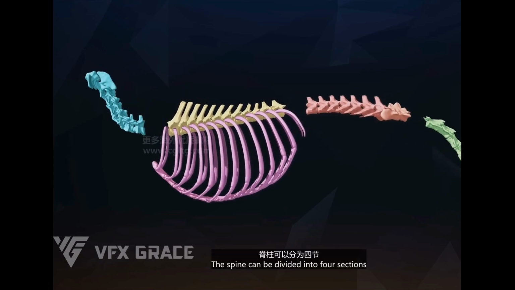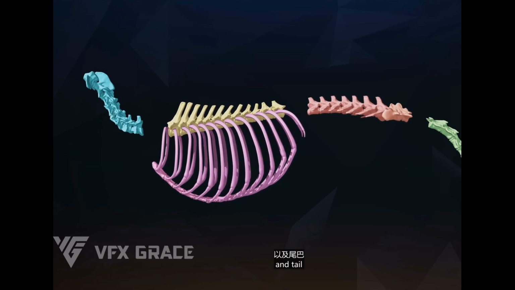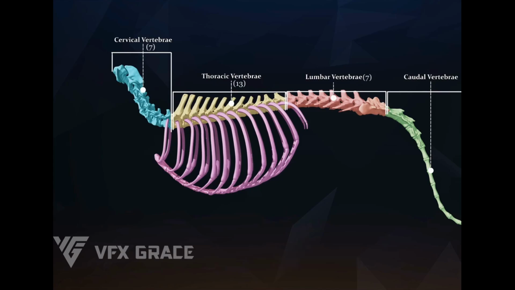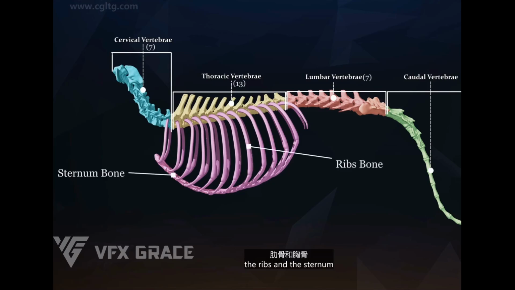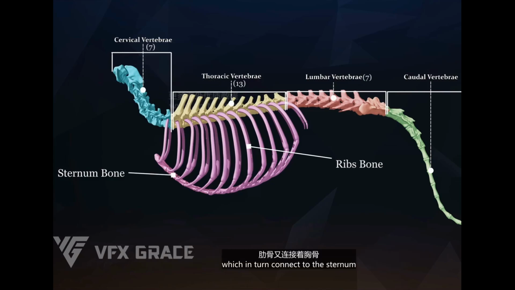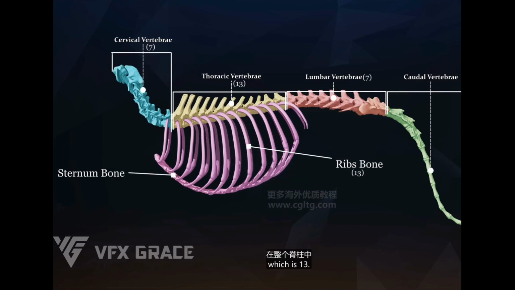The spine can be divided into four sections: cervical, thoracic, lumbar, and caudal vertebrae, representing the neck, chest cavity, waist, and tail, respectively. The cervical spine typically has 7 vertebrae, supporting head movement and posture. The thoracic spine usually has 13 vertebrae, connected to the ribs, protecting internal organs. The number of caudal vertebrae varies, responsible for supporting tail movement and balance. There are also 2 other parts, the ribs and the sternum. Their connected structure is such that the thoracic vertebrae connect to the ribs, which in turn connect to the sternum. The number of ribs usually corresponds to the number of thoracic vertebrae, which is 13.